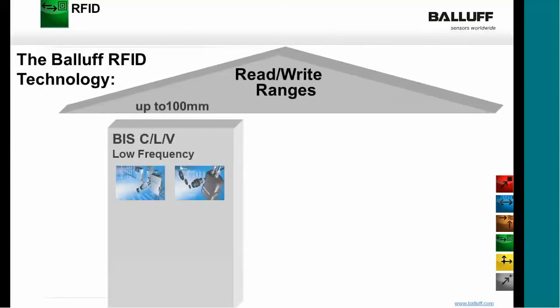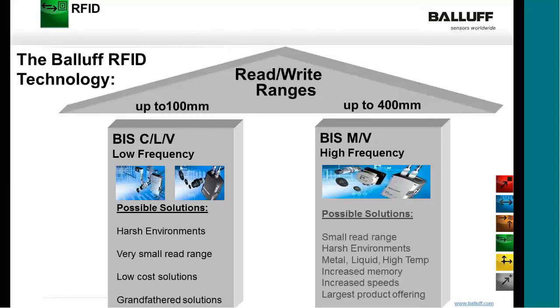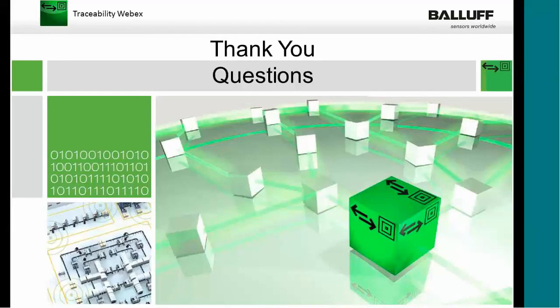And then if you compare range, the low frequency systems had a range of a maximum of 100 millimeters. Keep in mind though, the lower the frequency, the better or more resistant it is to environmental conditions like being mounted on metal. So it is better for harsher environments as long as the read-write range does not have to be too far away. Whereas the BIS-M or V, the high-frequency solutions, can go up to 400 millimeters away. They can still handle harsh environments. We do have tags that can go on metal on the high-frequency side, so we do still have options for our customers. And that was it for today's presentation.